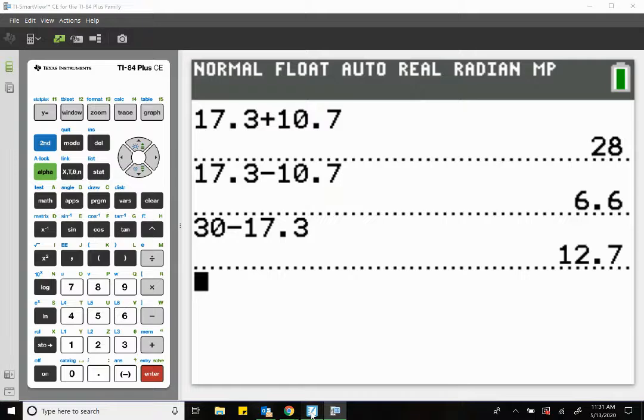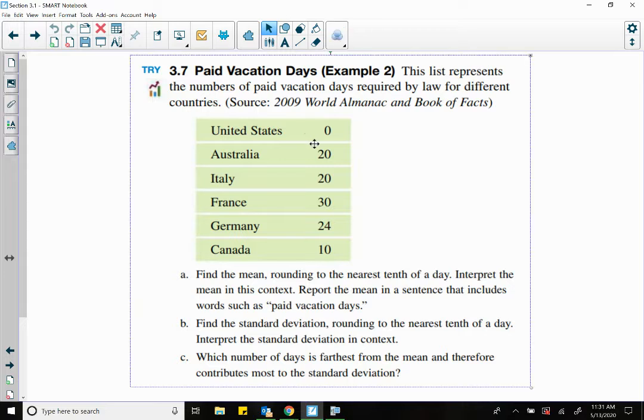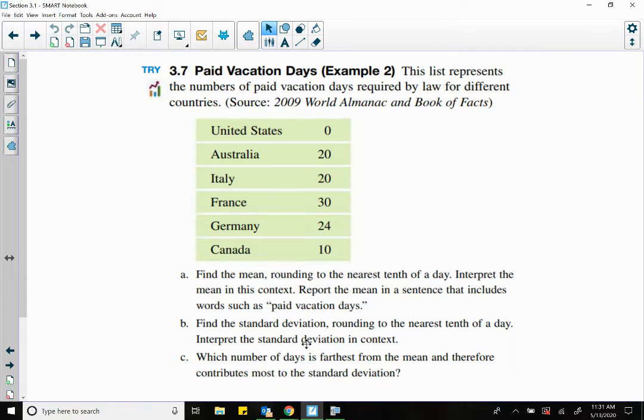Okay? So in this question, it says, which number of days is furthest away from the mean? The United States. Okay? That's the one that is contributing most to the standard deviation that makes it so high, because this one is the furthest away. Hope that makes sense to you. Again, all these questions down here where it says interpret, things like that, this is all going to be multiple choice.